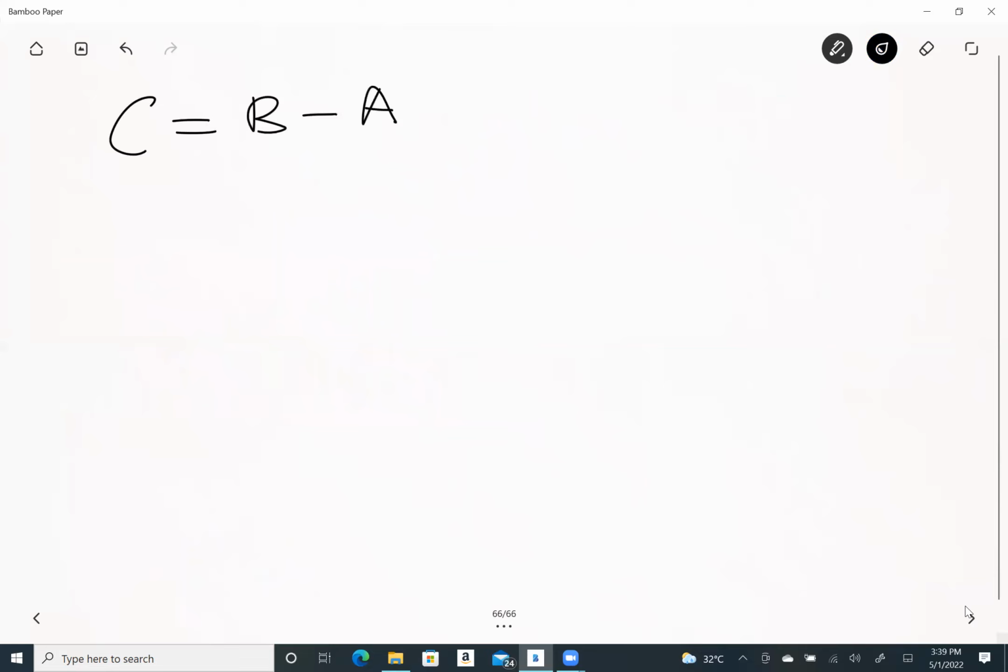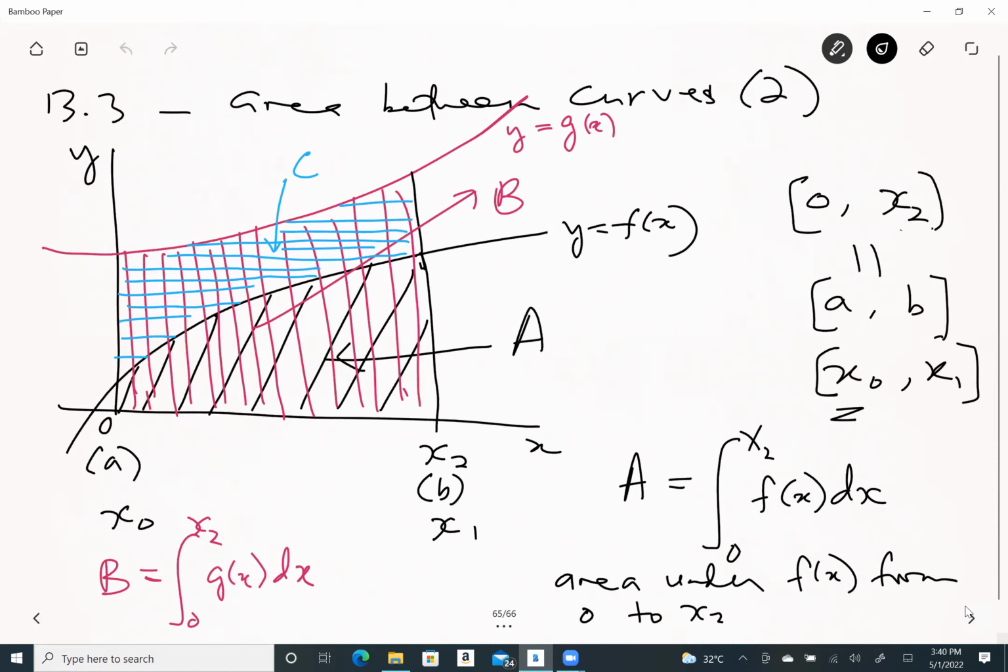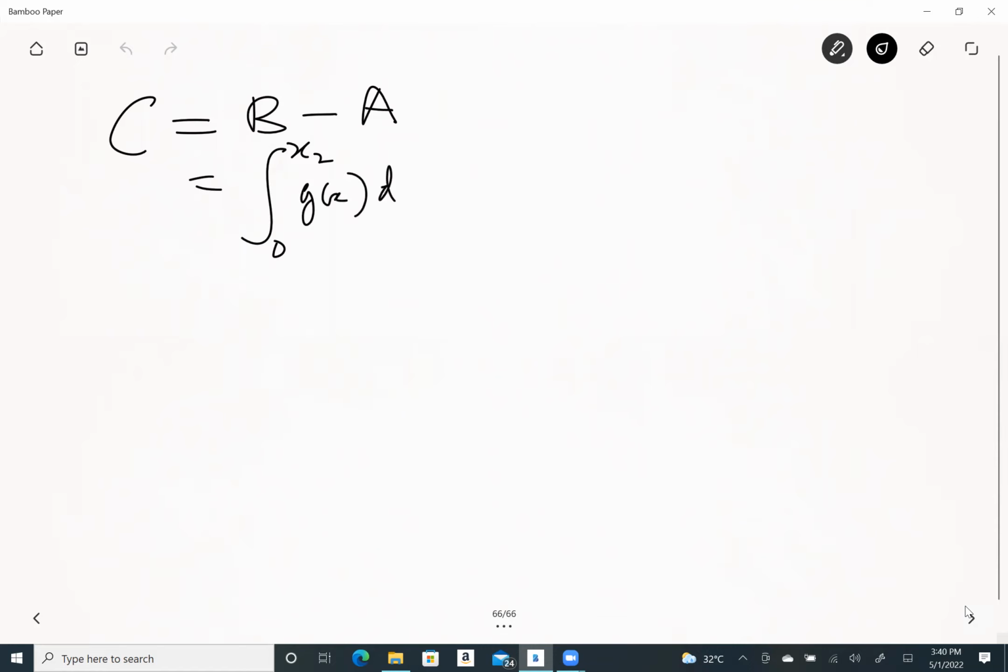All right? In terms of integral, there will be what? There will be the integral from 0 to x2 of g of x. G of x is function yang kat atas. Ke f, g. Okay? G of x dx minus the integral from 0 to x2 f of x dx. So that is area between two curves. That is an example. All right?